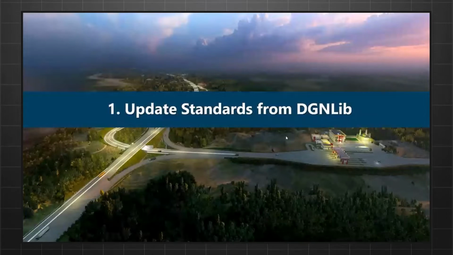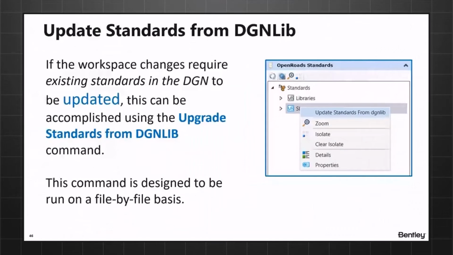The first one is update standards from the DGN Live. This can be accomplished very easily if you go into a DGN file. You open up Project Explorer and go to OpenRoads Standards. You just right-click on the file name, and you'll see an option there that says Update Standards from DGN Live. And then what it'll do is it'll look in your workspace, and it'll say, hey, you've got this feature definition in your workspace. You've got the feature definition in your file. I'm going to make sure that any changes in the workspace are applied to your DGN. Now, this command is designed to be run on a file-by-file basis. Okay, so you can just do it and say, yeah, do it on this file, do it on that file.